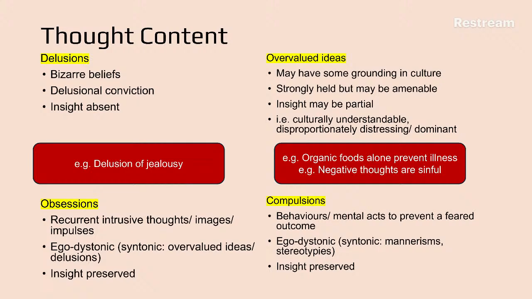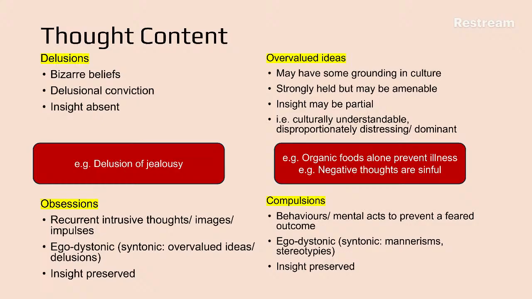Great. So the first distinction that we're going to come to with thought content is delusions versus overvalued ideas. Delusions are often bizarre beliefs. So things like, oh, I've seen aliens coming from space, people are controlling my mind, etc. And they're held with delusional conviction, meaning that they're fixed, and despite whatever evidence you might provide to the patient to the contrary, the patient just won't listen. Insight is also absent. The patient seldom believes that they are in the wrong, again, despite whatever evidence you might provide.